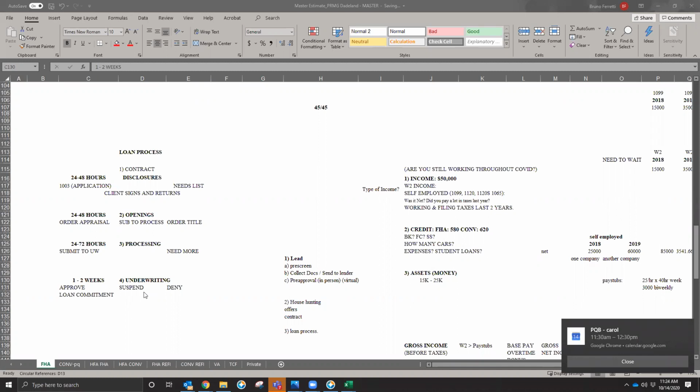It doesn't mean that we can't close on time. It just means that we have to be extra diligent about getting things up front so that we don't get stuck in processing. So that when the underwriter gets to the file, she doesn't suspend it. Instead, she approves it, right?